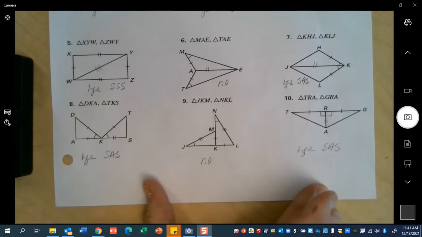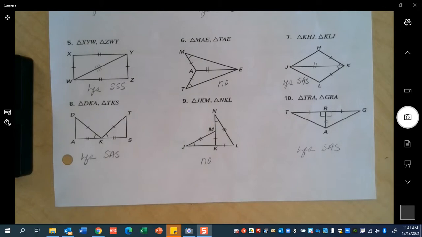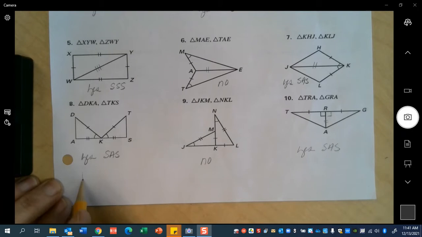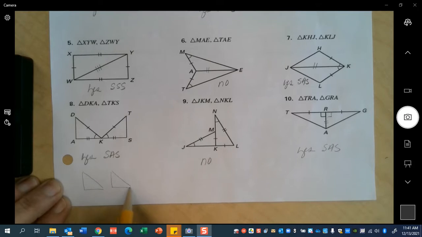All right, here's... now Olivia was asking that she gets spun around with her triangles. And my advice to you is always, if you need to, redraw the triangles in the same orientation.